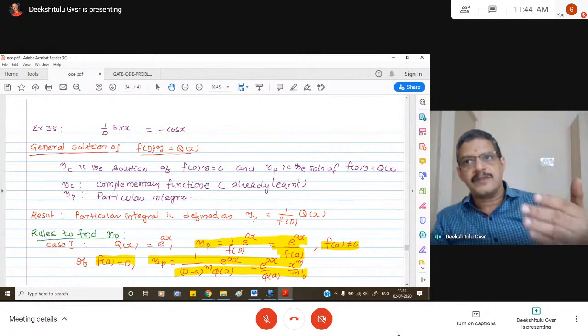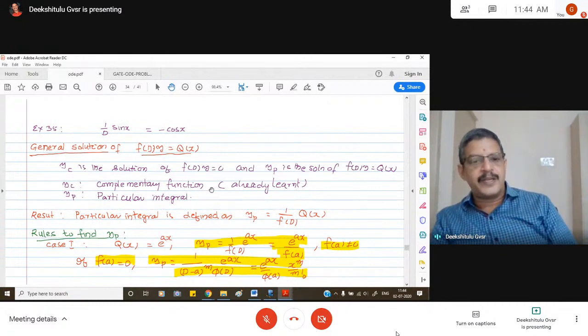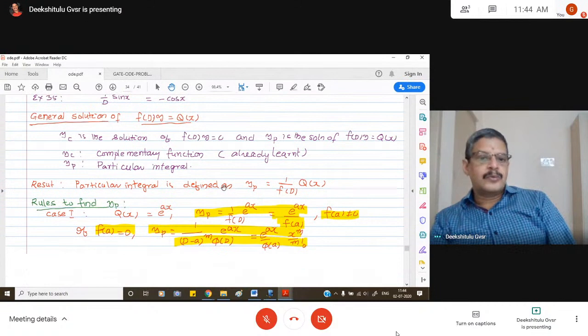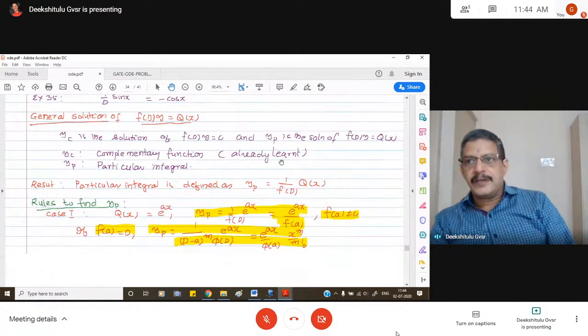We have already learned about the complementary function. We find the auxiliary equation roots and 4 different cases. We have discussed the complementary function at length. Now, we have to learn how to find the particular integral.